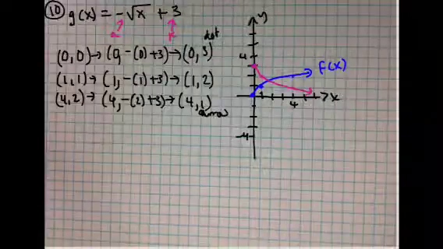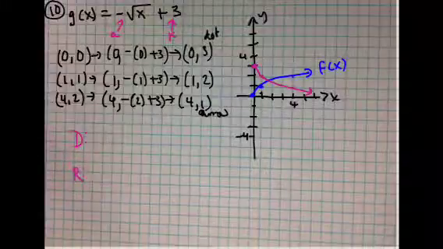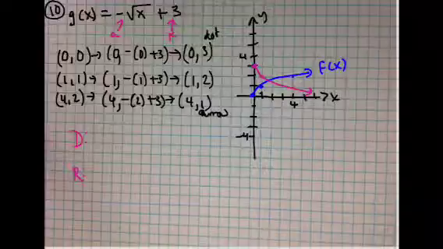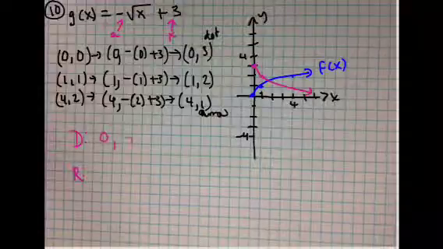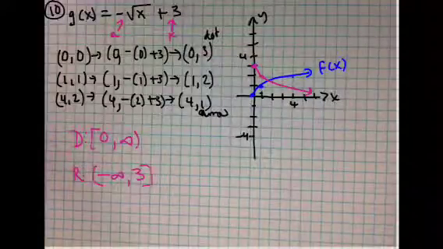Okay, they also want domain and range. We could do it from the picture, or we can do it from the table like we did 6 and 8. So if I look at the table, I have starting at 0 and going up for the domain, starting at 3 and going down for the range. So the domain starts at 0 and goes on up. The range goes from -infinity to 3. And it matches what we see on the picture too.